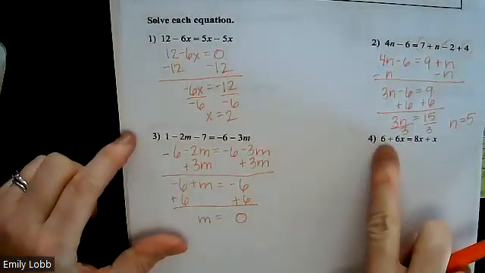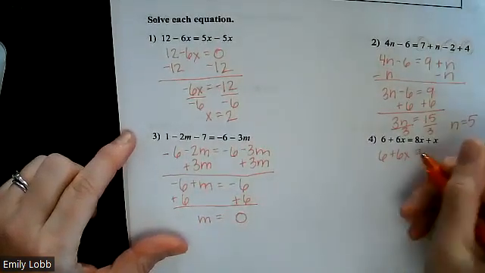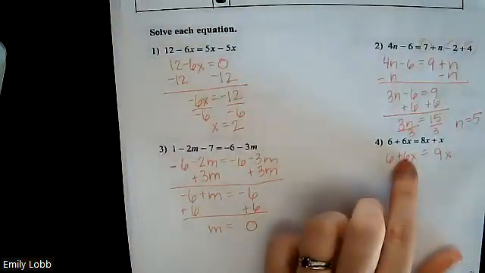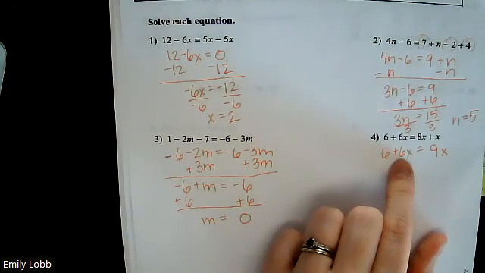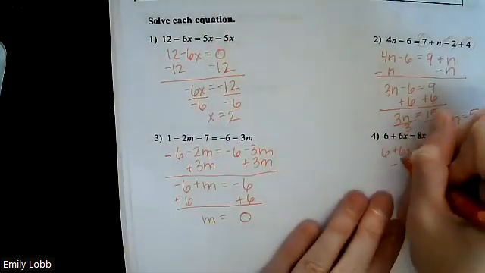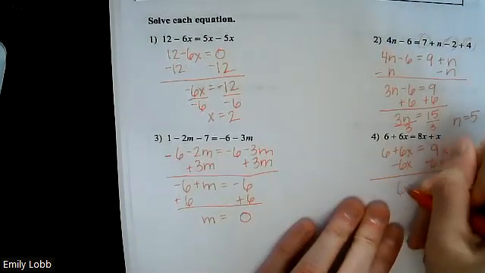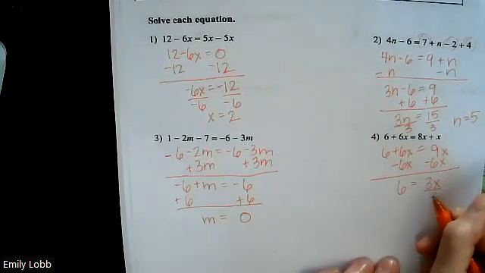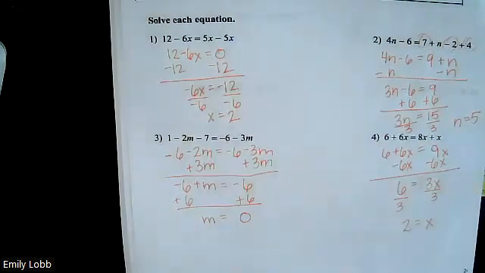The left is already as simplified as it gets, but I notice we can combine terms on the right. So 8x plus another x makes 9x. Now I need to move my variable terms to one side or the other. So I can either subtract 6x from both sides or subtract 9x. I would probably choose to subtract 6x from both sides. So I end up with 6 is equal to 3x. And then I'm dividing by the coefficient. So 2 is equal to x.